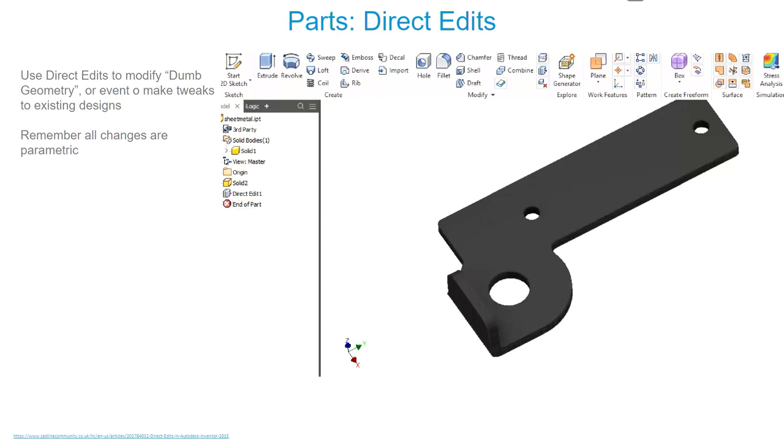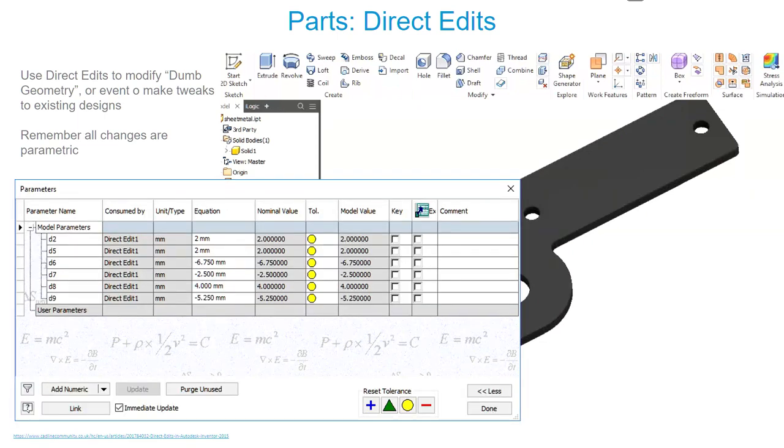All right. Now, what's really interesting about this is that you're making parametric changes to a model. So you can actually save those parameters and go back and revisit them. So if you move the hole over 5 millimeters, you can actually say, actually, it should have been 10. Go and edit the parameter, and you can move it over. So you've got a really interesting workflow between direct edits and parametric modeling.